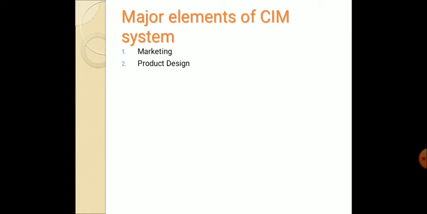Next one is product design. The design department of the company establishes the initial database for production of the proposed product. In a CIM system, this is accomplished through activities such as geometric modeling and computer aided design, while considering the product requirements and concepts generated by the creativity of the design engineer.